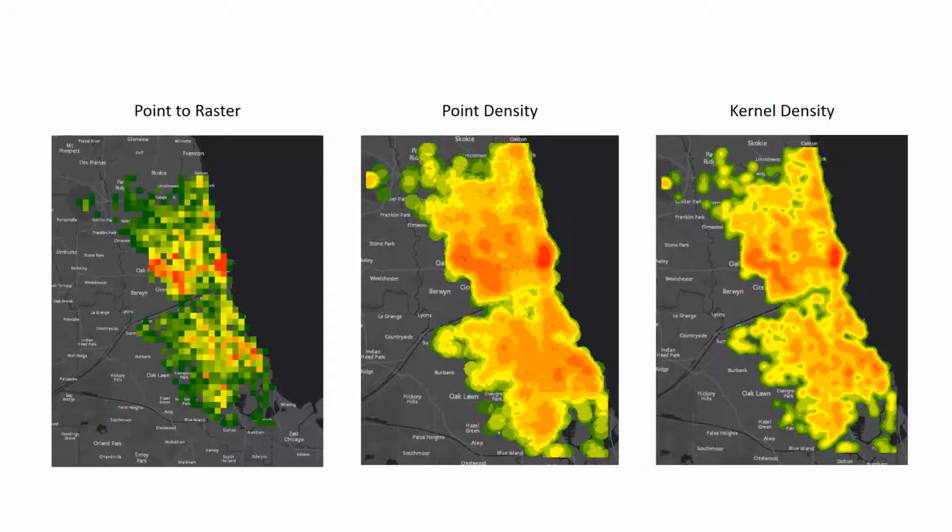This is an example of all three images put together. So the point to raster is what we did in the previous lecture. This is just binning the values and seeing what they fall into. Point density is going to apply a fixed radius to this, and kernel density is going to use a smoother kernel to smooth this out. So in comparison, both point density and kernel density are much smoother. They both work very well for hotspot analysis. But kernel density is even a bit smoother than the point density.